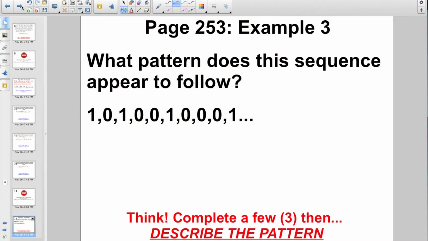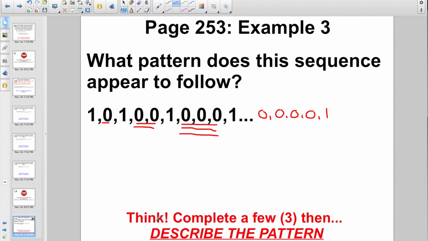Hey, welcome back. If you made it this far, you're not doing too bad. Let's take a look at page 253 on example 3. Here it says, what pattern does this sequence appear to follow? This is kind of weird. Here's 1 and a 0 and a 1. Only now I have 2 zeros and then a 1. And now here I have 3 zeros and then a 1. Are you sensing a pattern? Next thing up, I'd have 4 zeros, wouldn't I? 1, 2, 3, and then finally the last little 4th one. Then I'd have another 1, wouldn't I?